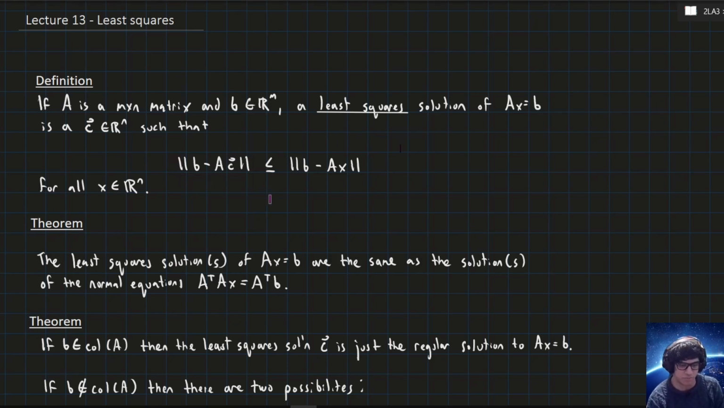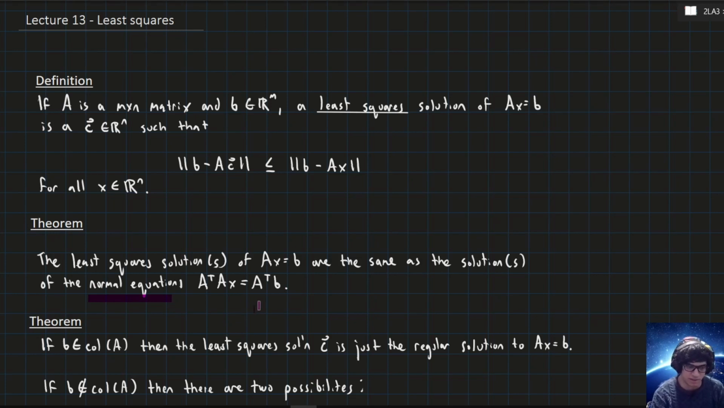So here's the pertinent theorem about least squares solutions. The least squares solutions of Ax = B are the same as the solutions of what's called the normal equations associated to Ax = B. We encountered this equation at a midpoint in our work on projections, and it has a special name: the normal equations.